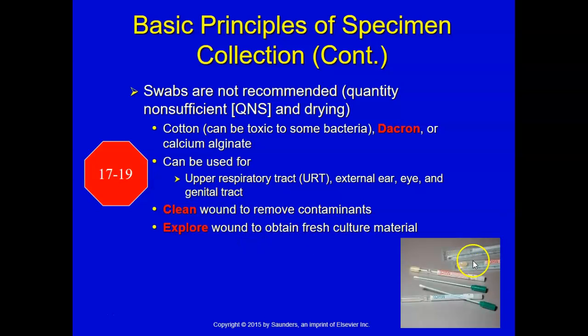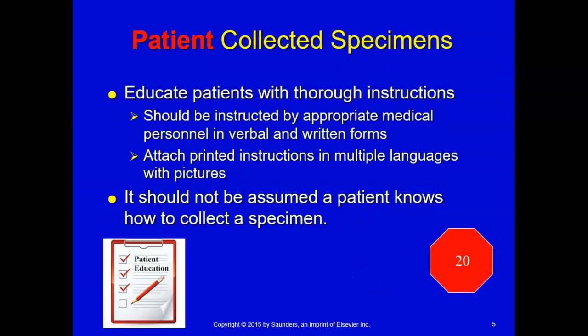Swabs can be used for upper respiratory tract, the external ear, the eye, and the genital tract. And here's an image of some common swabs that we would get, and those are just regular swabs. The nasopharyngeal swab is very tiny, and after 2020, we've probably all seen a nasopharyngeal swab. The steps to specimen collection: you want to clean the wound, explore the wound, and obtain a fresh and quality culture material, and remember to collect that wound, if it's a wound, from as deep as possible. Patient education, I mentioned this earlier, it's very important. Now, it may be our responsibility to teach the patients or explain to them exactly how to collect their sample.